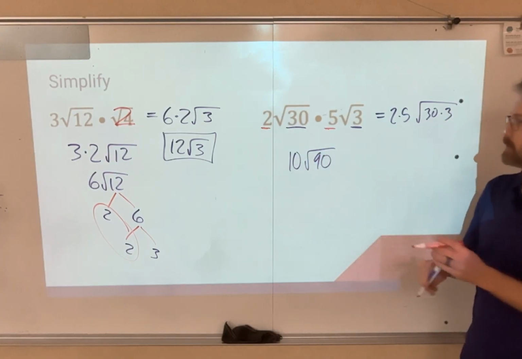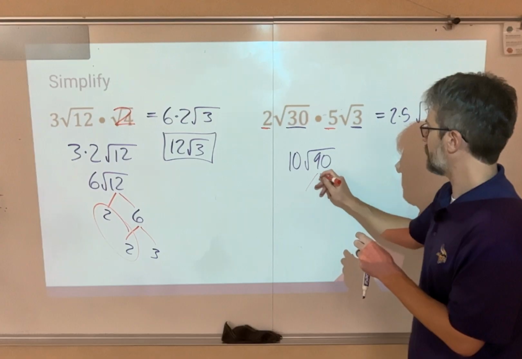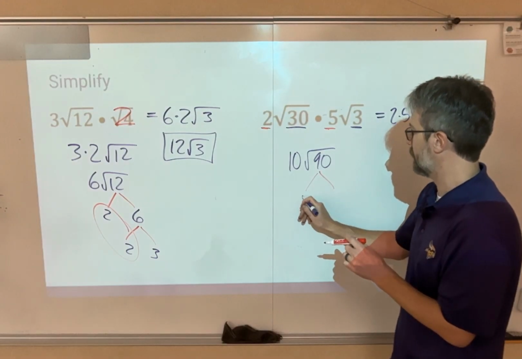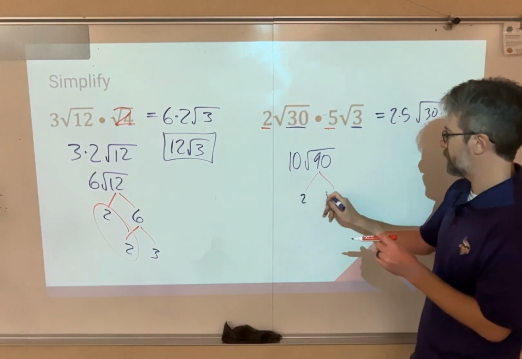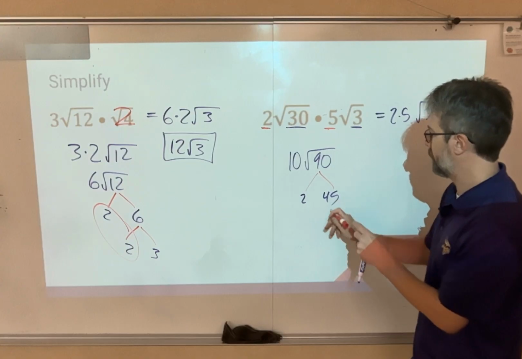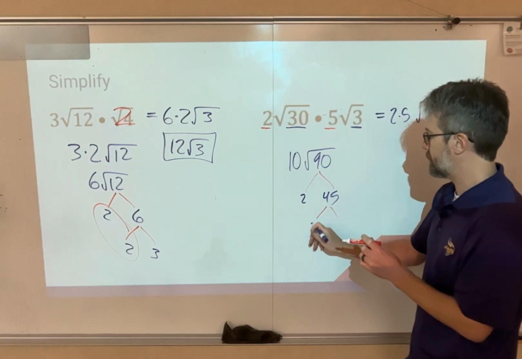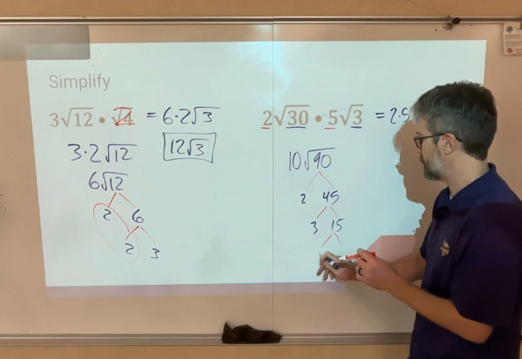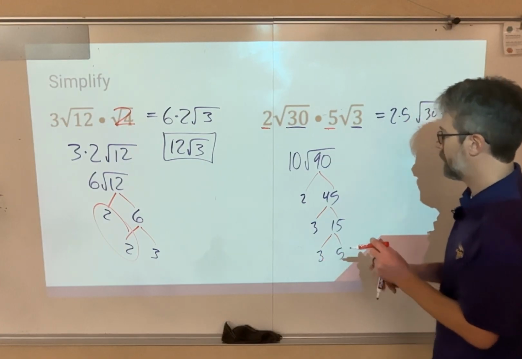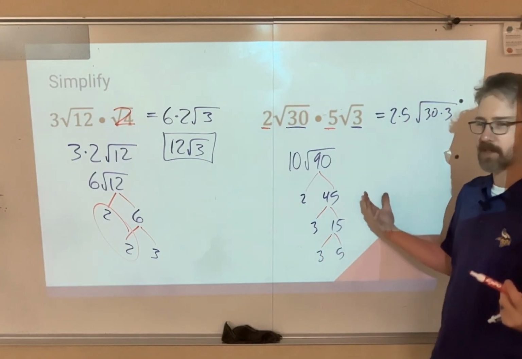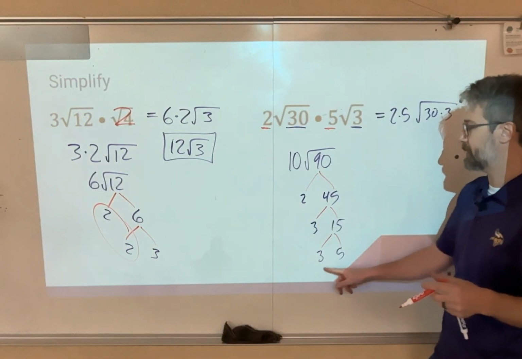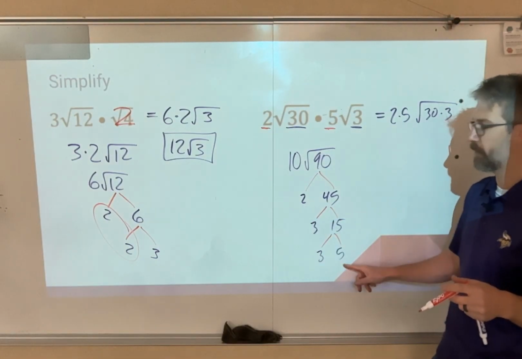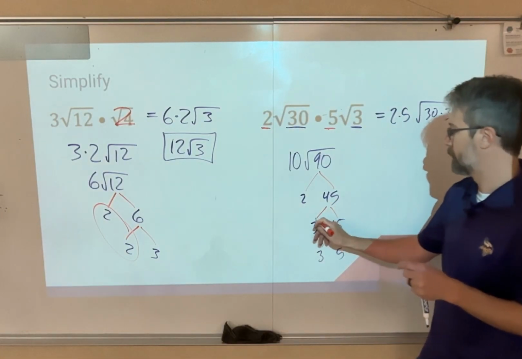Now let's see if this simplifies. Can I get any groups of 2 out of here? All right, this splits into 2 and 45. The 45 splits to 3 and 15, and the 15 splits to 3 and 5. Now, if you did that in a different order, that's fine. You should end up with the same numbers, 2, 3, 3, and 5. They might just be a little more mixed up.